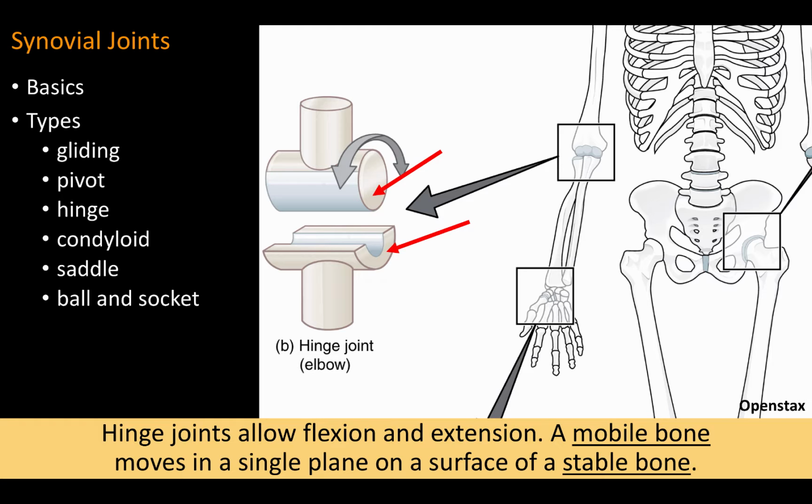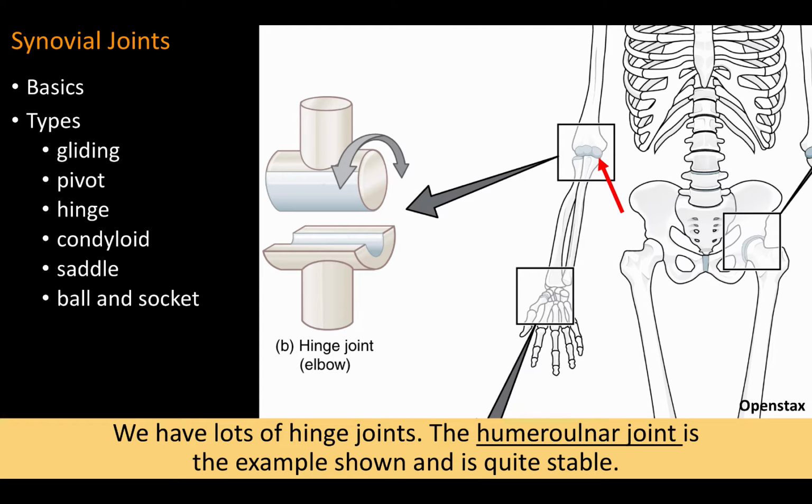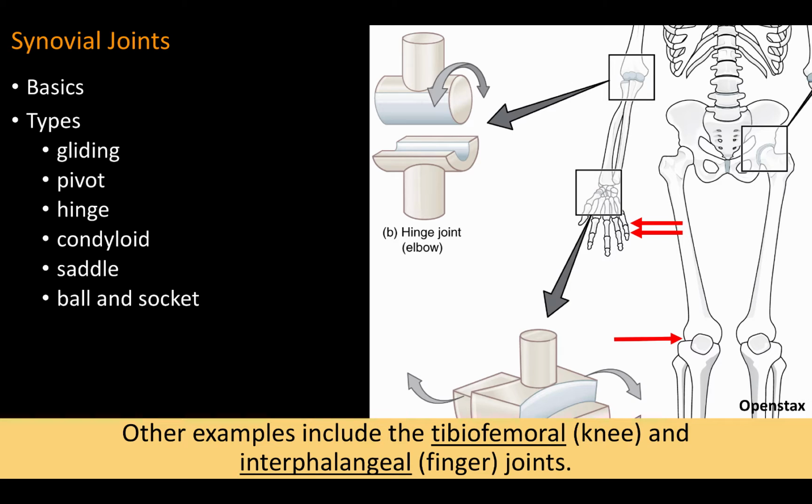Hinge joints allow flexion and extension. A mobile bone moves in a single plane on a surface of a stable bone. We have lots of hinge joints. The humero-ulnar joint is the example shown and is quite stable. Other examples include the tibiofemoral, knee, and interphalangeal, finger joints.